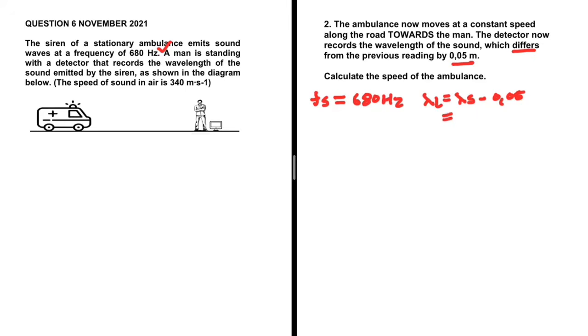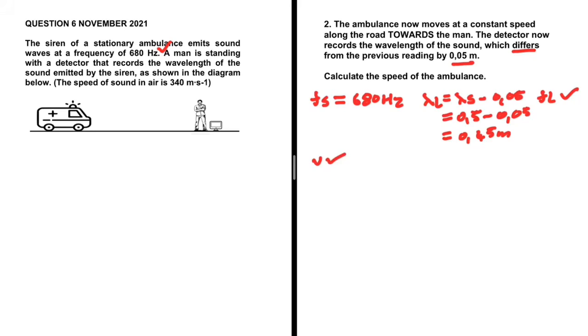Right. So the initial wavelength, we know that it was 0.5. So 0.5 minus 0.05 is 0.45 meters. So that is the wavelength that is experienced by the listener, which is detected by the detector. Right. So from this wavelength, we can go ahead and find the frequency experienced by the listener, the frequency observed. What other variable do we have? We have V, the speed of sound in air. This is given to us.